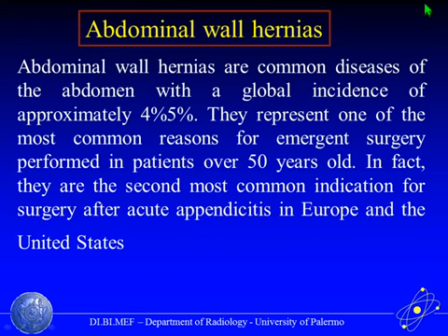Abdominal wall hernias are a common disease of the abdomen with a global incidence of about 4–5%, and they represent one of the most common reasons for emergent surgery performed in patients over 50 years old. So actually, they are the second most common indication for surgery after acute appendicitis, both in Europe and the United States.